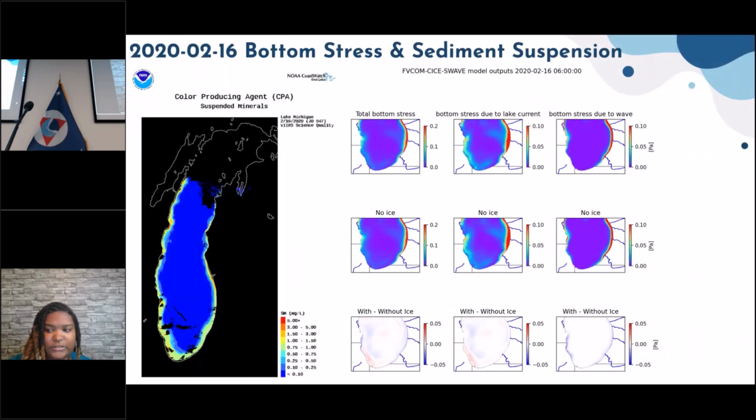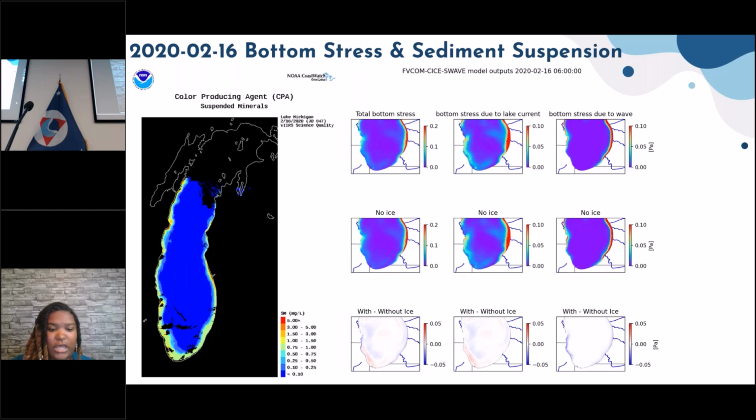Now, as you can see here, there was some ice along the coast, and this ice is most likely stationary ice, which caused the decrease in sediment bottom stress. The reason is that ice that's stationary can cause the waves to dampen, which causes less bottom stress and sediment suspension.